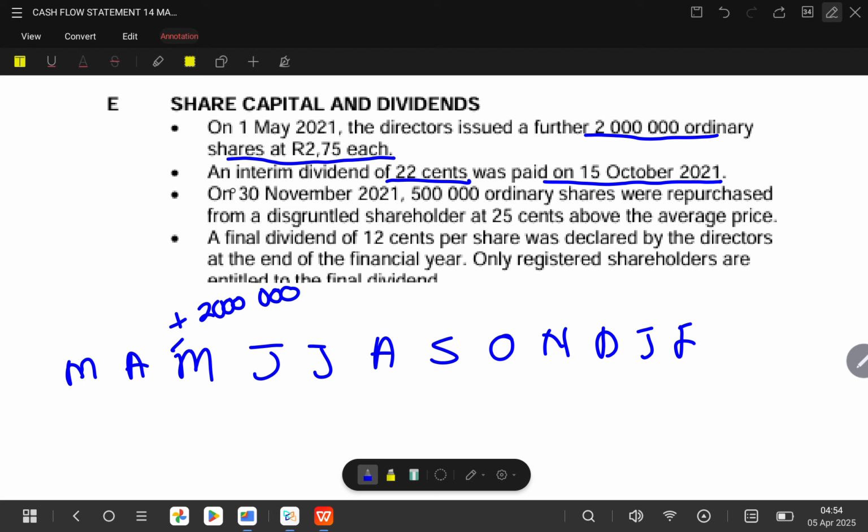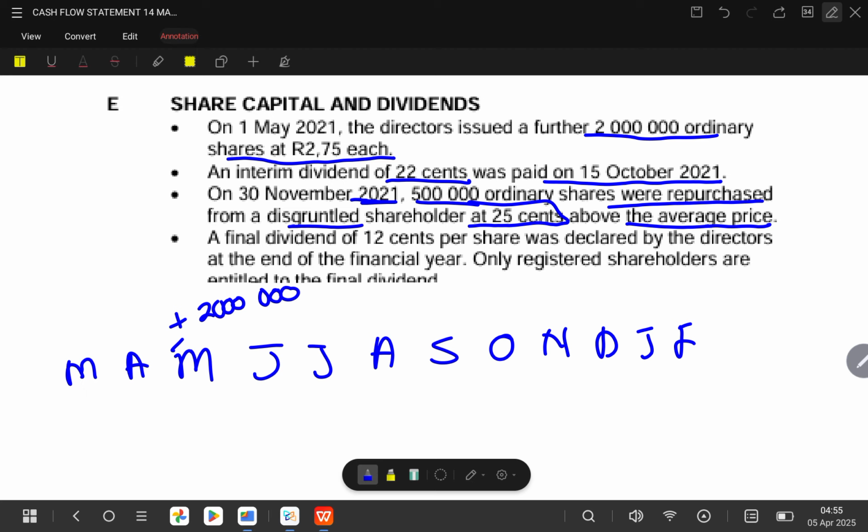And then after this, they're saying that an interim dividend of 22 cents per share was paid on 15 October 2021. And then next they're saying that on the 30th of November 2021, 500 ordinary shares were repurchased from a disgruntled shareholder at 25 cents above the average price.